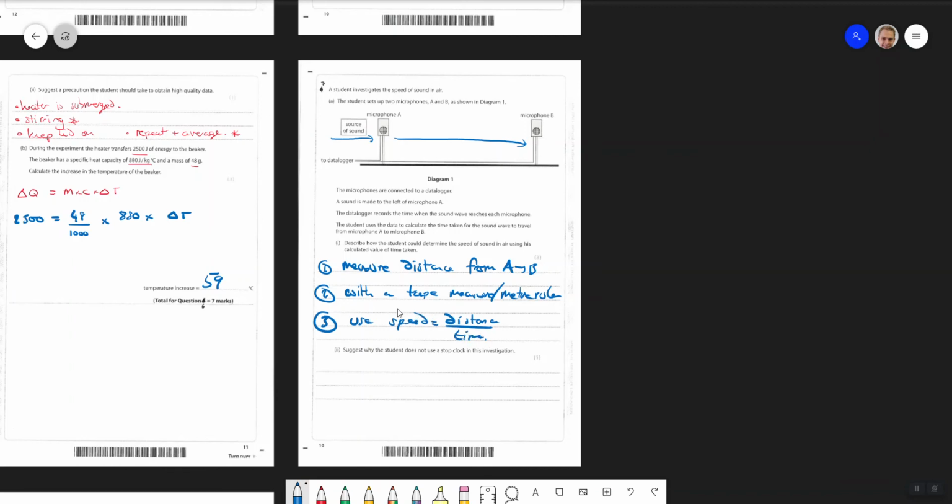Suggest why the student does not use a stop clock. Basically the time is too small.